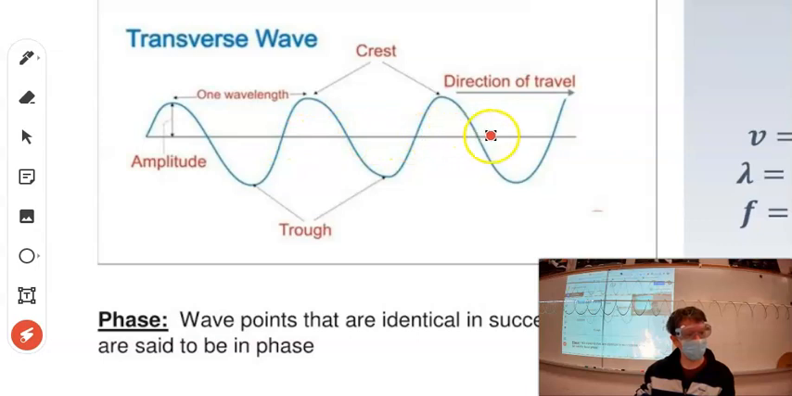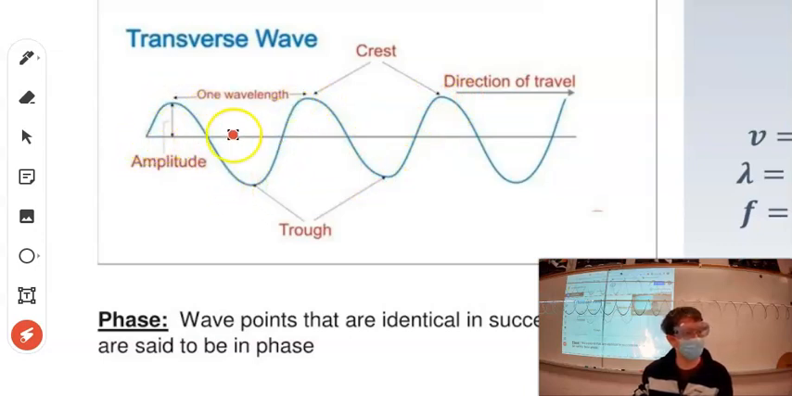Here we have our equilibrium line. This is sort of the center of the wave. And the wave will either go above that or below that in what we call a crest up above and a trough down below. So again, crest, trough, crest, and just repeating. Right? Trough, crest, trough, and so on.